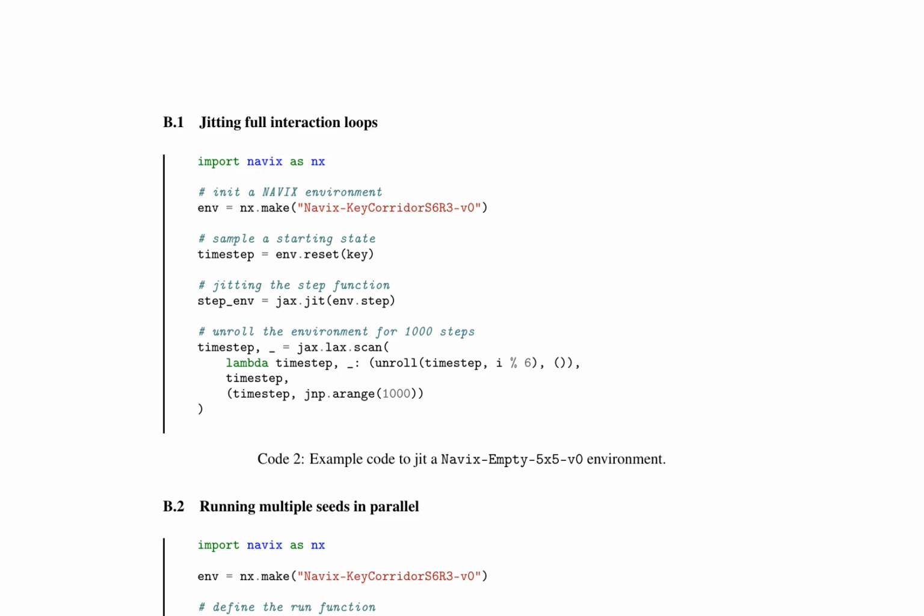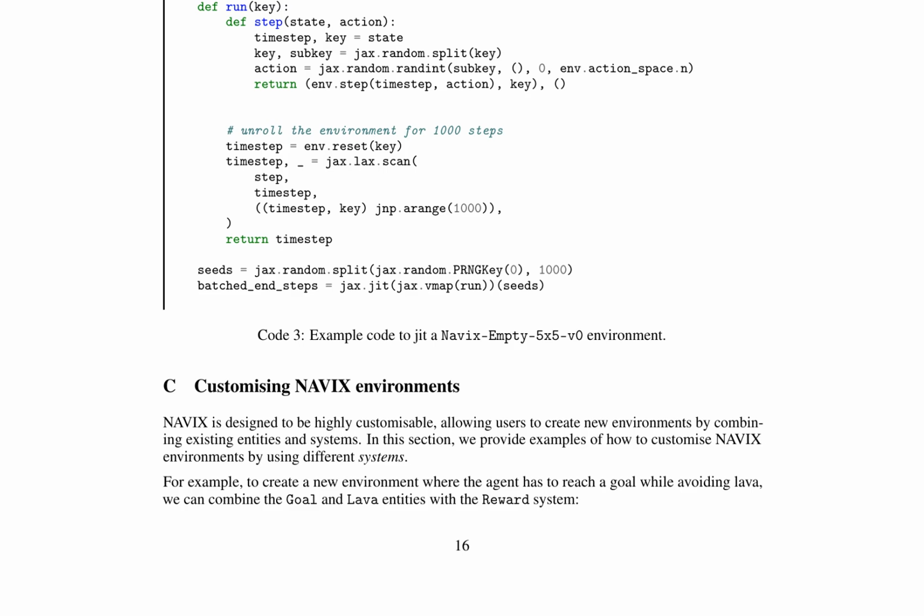The paper then moves on to demonstrate how to use NAVIX in practice. Code examples are provided for JITting full interaction loops and running multiple seeds in parallel. JITting the step function allows for faster computation, while running multiple seeds in parallel can significantly speed up experiments.